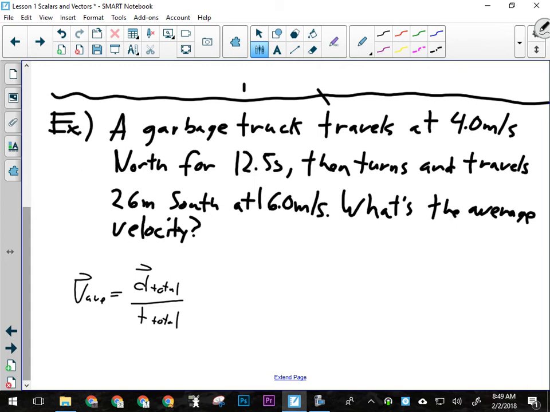Okay, if you're going to find the average velocity for that whole trip, you need to know the total displacement over the whole trip and the total time over the whole trip. Okay, give you a few minutes to give it a try.